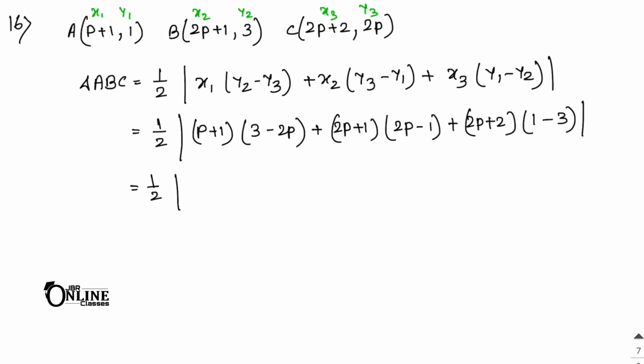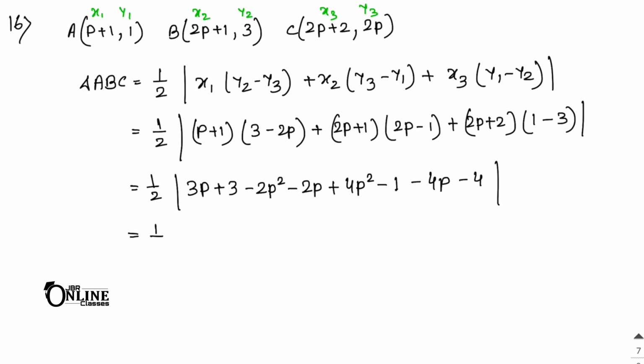Now if you multiply this one, so it becomes here 3 into p, 3p plus 3 minus 2p square minus 2p. Now again this one will be here 4p square minus 1 because a square minus b square formula. And last one here minus 2. So if you multiply minus 2 with this one, it will be here minus 4p and minus 4. Clear? Minus 4p and minus 4.